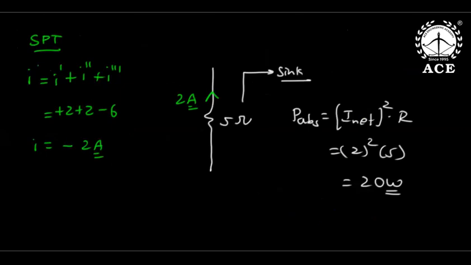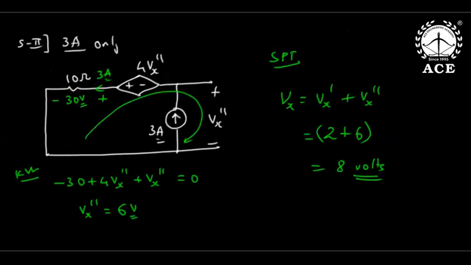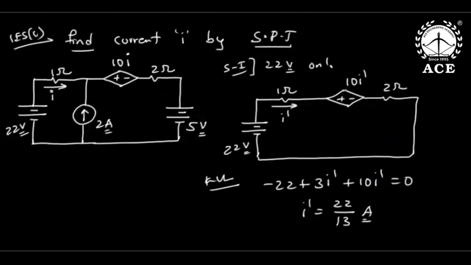Now find voltage Vx by using superposition theorem. Here again, the number of subcircuits equals the number of independent sources, but the dependent source you should never touch. So subcircuit 1: only 10 volts, 3 amperes open circuit, let it be Vx dash. Subcircuit 2: only 3 amperes, voltage source short, let it be Vx double dash. Then we got the answer.